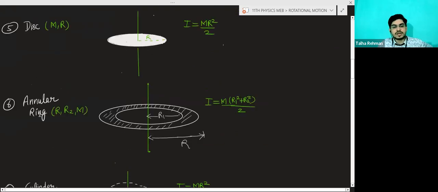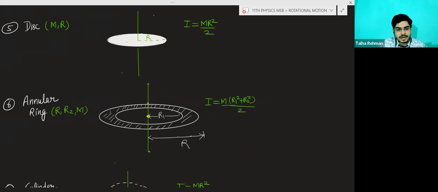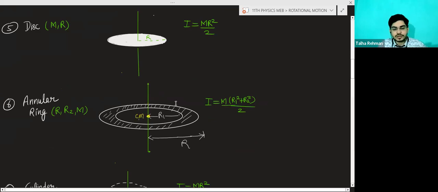After that we have the annular ring. In an annular ring, here there is a mass, here there is a mass, and here there is no mass. It means this ring has some thickness. This is the axis, perpendicular to the plane of the ring and passing through the center of mass. Remember one thing, this is radius r1 and this radius is r2. So the moment of inertia about this axis is m into r1 square plus r2 square divided by 2.